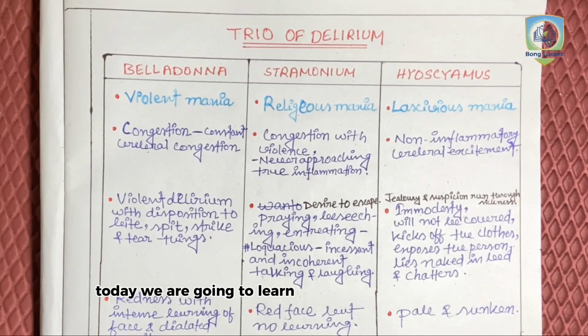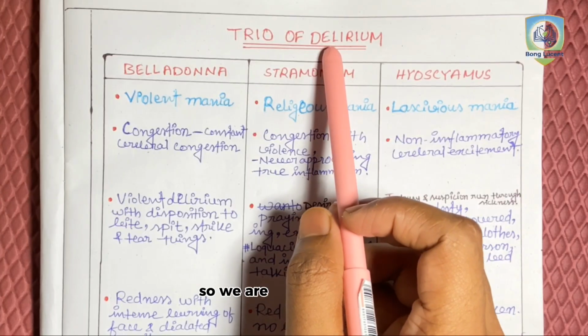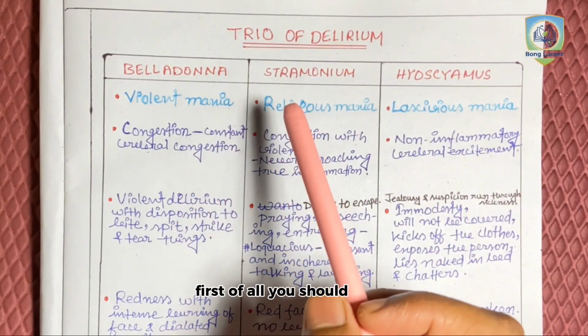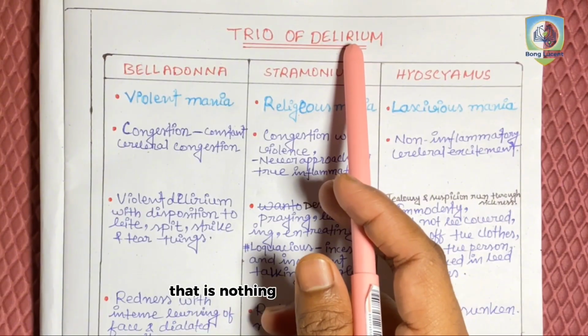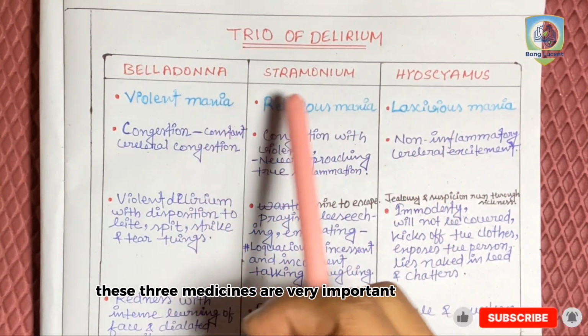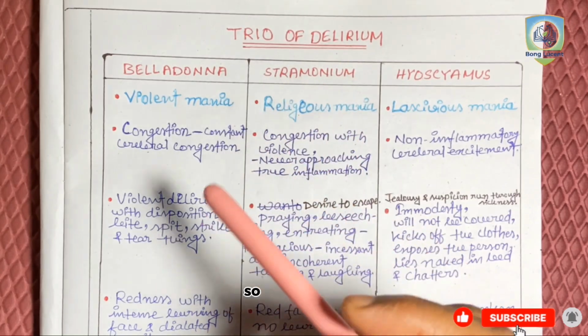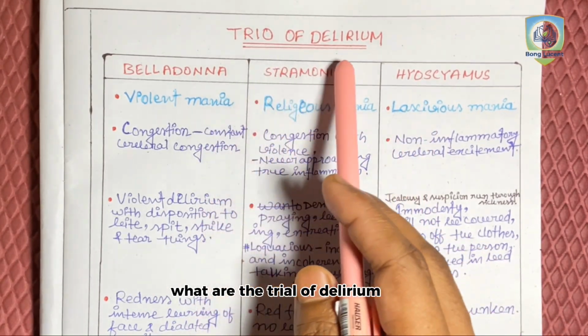Today we are going to learn a very important topic in BHMS university exams, that is the trio of delirium. So the trio of delirium remedies, we are going to discuss. First of all, you should know the trio of delirium means Nash's Trio of Delirium. That is nothing but belladonna, stramonium and hyoscyamus. These three medicines are very important for deliriums. So you should first write the full name of these three medicines. What are the trio of delirium?